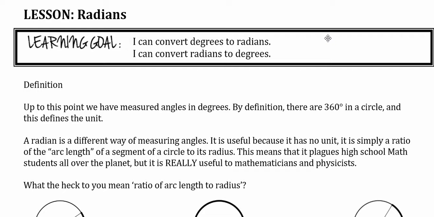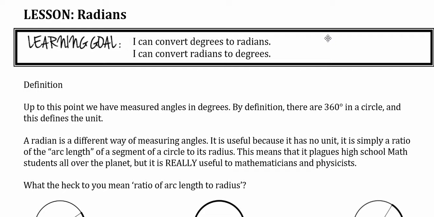Somebody somewhere, someday, somehow, just settled on that, and now that's the unit of measurement. We took a circle, we broke it up into 360 even wedges, and that's what a degree is. So a radian is a different way of measuring angles. It is useful because it doesn't have a unit. It's not defined by a unit. It's not like a centimeter long. It's not defined that way. Okay? It's a ratio of arc length of a segment of a circle to its radius.